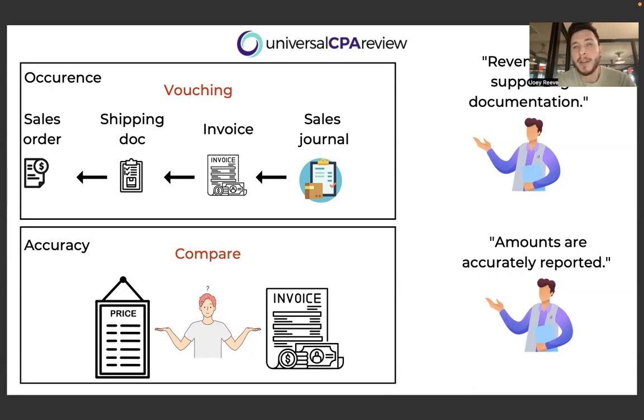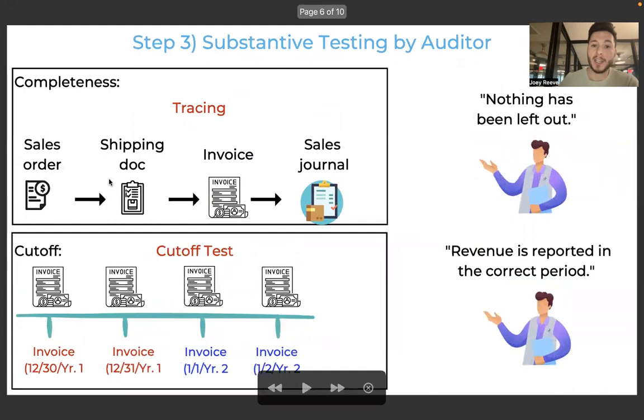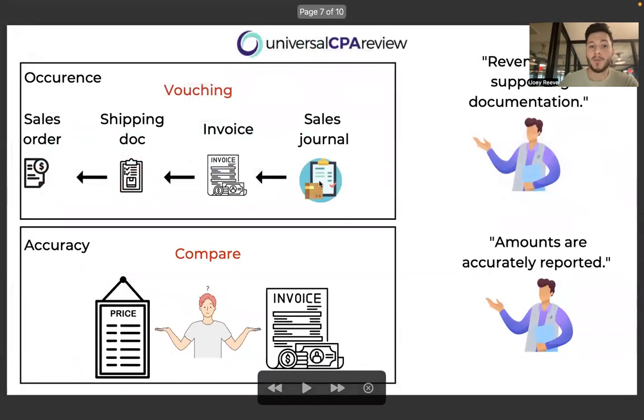Okay, so when we're thinking about that, we're working backwards. We're starting from the documentation itself, and we're going backwards to the source documents. Okay, so we're starting at the sales journal, right? If you think back on tracing, we started from the documentation and we worked our way to the sales journal. Now we're starting from the sales journal and we're going back to the documentation that was created by Sarah, by Glenn, and by Linda. Okay, and this test is called vouching.